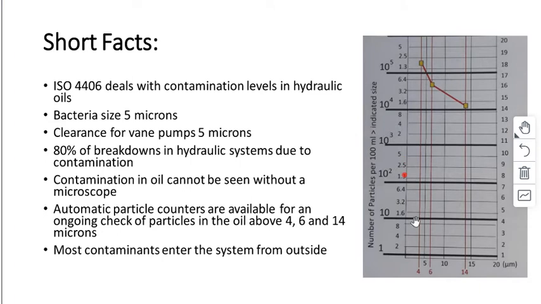of the oil. What they do is look at particles the size of 4 microns, 6 microns, and 14 microns, and they start counting them. Based on that, they can grade the oil. And they can say, if I've got, for a certain amount of oil, more than X amount of particles, then the oil has got to be rejected and needs changing.